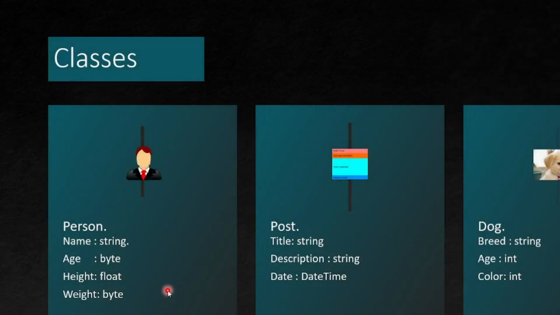We talked about blogs and posts. So a blog post can have attributes or fields like title, description, and date and time, and it can have methods like publish, like, or comment, which receives a message.